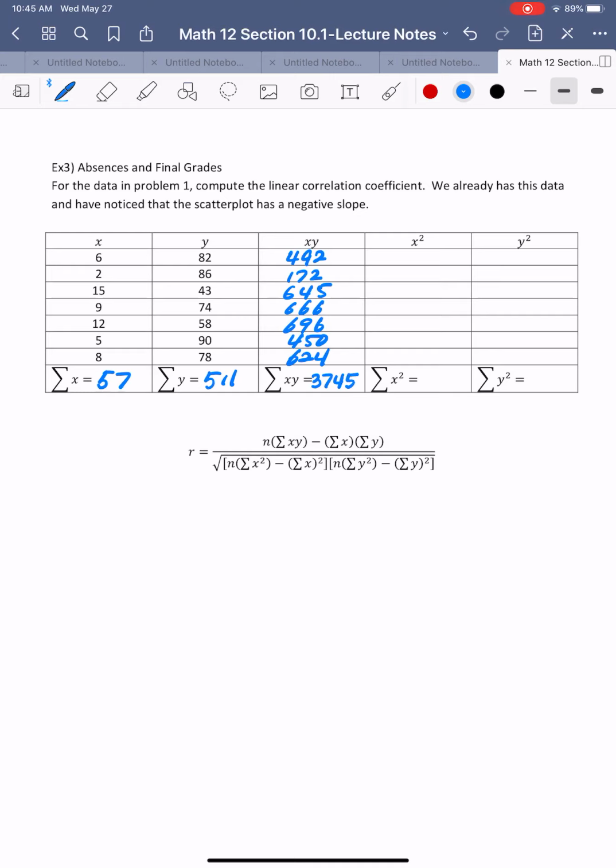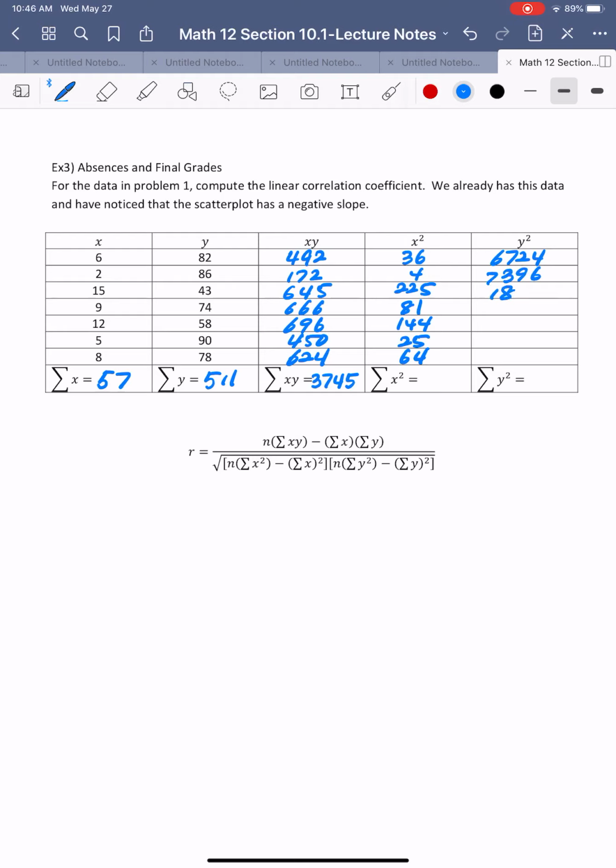For the next one, we square the x, okay? You're squaring this whole column, like 6 squared, 2 squared, 15 squared. So you get 36, 4, 225, 81, 144, 25, and 64. And you also need to square the y. So you are squaring the y here: 82 squared, 86 squared, right? So you get 6,724.